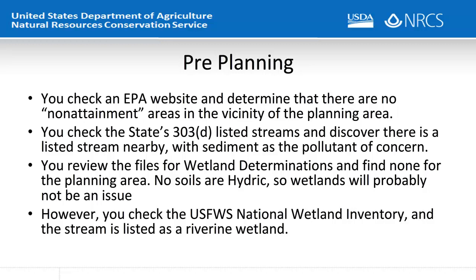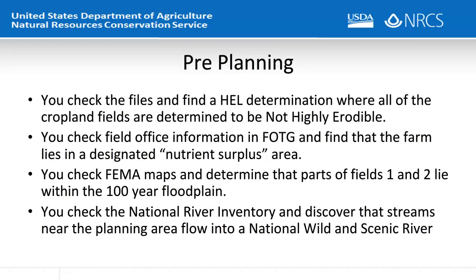However, you check the U.S. Fish and Wildlife Service National Wetland Inventory and the stream is listed as a riverine wetland. You check the files in your office and find an HEL determination where all of the cropland fields are determined to be not highly erodible.